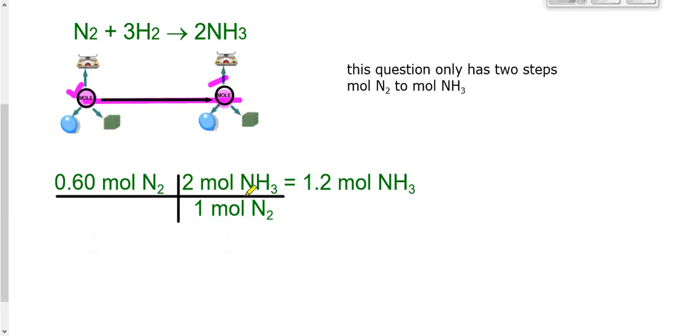I draw a factor label line with 2 sections. Start with what you know. I know 0.6 moles of nitrogen. I want to get rid of the words moles of nitrogen, so I'm going to write them opposite. I write it on the bottom.